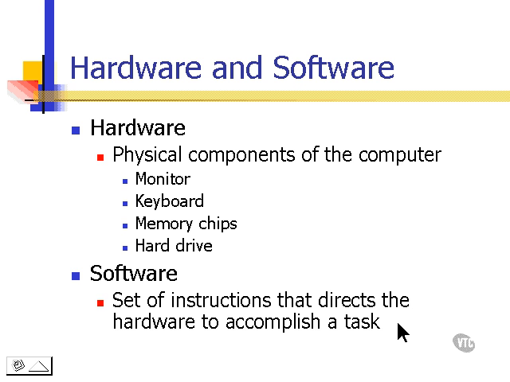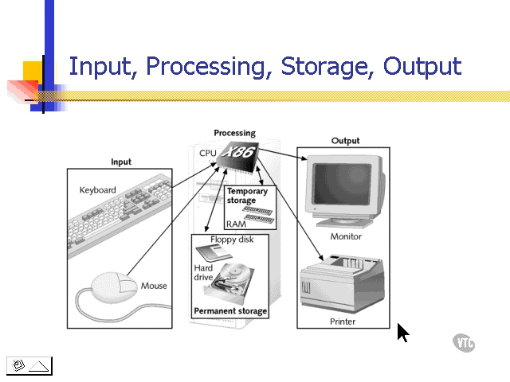Now, hardware and software work closely together to provide four functions: input, processing, storage, and output. Input through a keyboard or a mouse, processing through a CPU, storage in a permanent storage device like a hard drive or a floppy drive, and then finally output through a monitor or a printer.